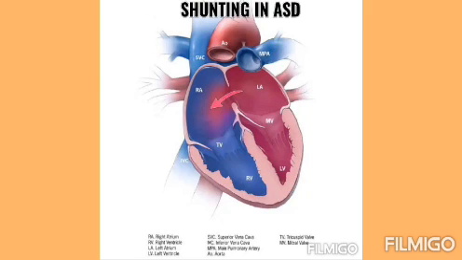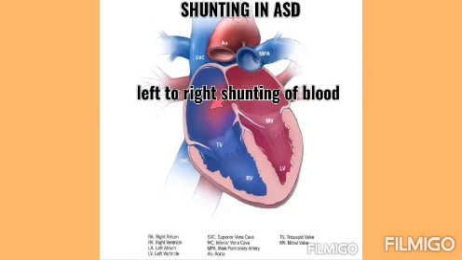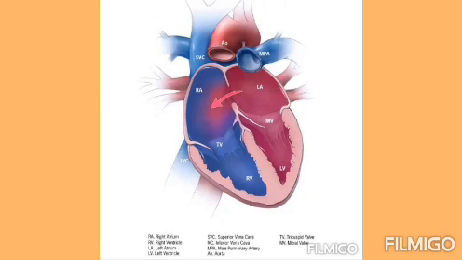Now, shunting in ASD, how does blood move when someone has ASD? Blood moves from the left side of the heart to the right. So we'll have oxygenated blood moving to mix with the deoxygenated one. Blood moves from the left atrium to the right atrium due to the breach in the atrial septal wall. And that is why we don't have cyanosis during ASD. It is because the blood that is moving is mostly oxygenated blood. That's the shunting in ASD.